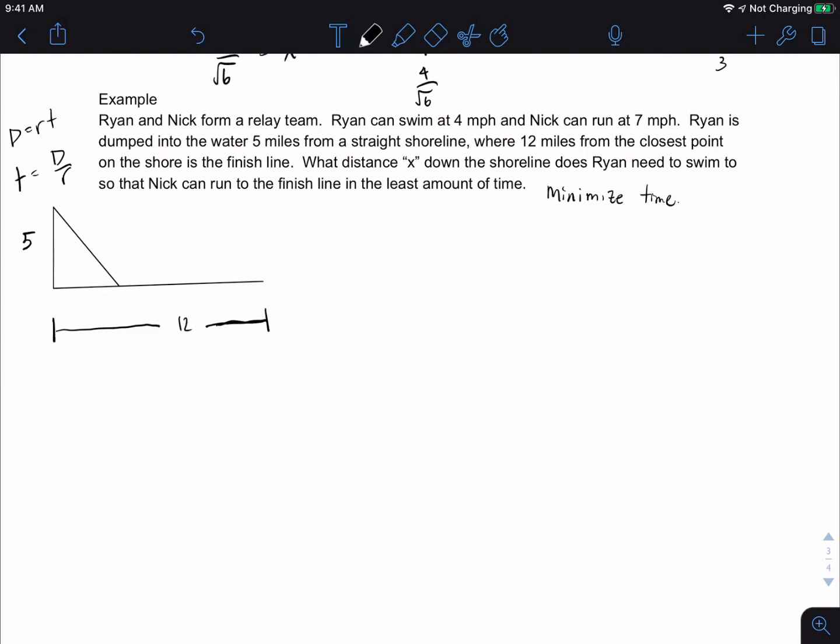So here's how we're going to do this. This is the x distance that they're talking about. What distance x down the shoreline does Ryan need to swim so that Nick can get to the finish line in the least amount of time? So if that's x, isn't the rest of the distance 12 minus x? Correct? And since he's going perpendicular to a straight shore, we know that this distance over here will be Ryan's swim. He'll swim square root of 25 plus x squared distance in the water. Are you guys okay with the information that I've given you so far?